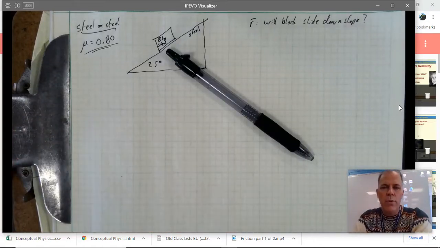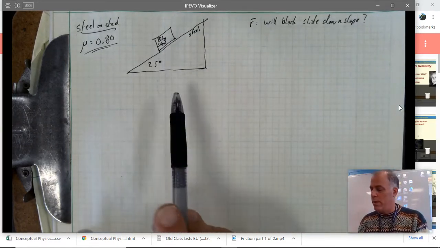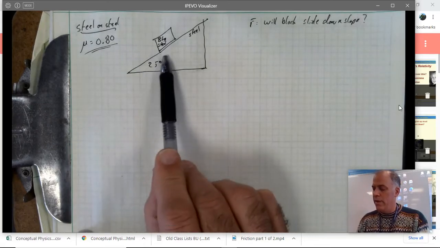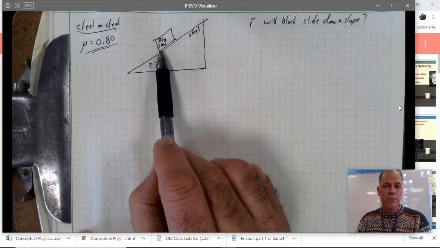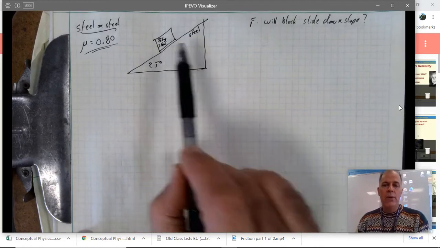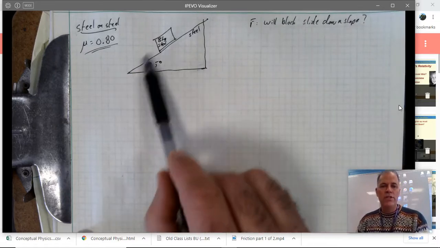Hey guys, now I'm going to run through a couple examples of friction problems involving things on slopes or other complications. So here we are. This is a classic physics problem right here. We have a steel ramp with an angle of 25 degrees with a steel block on it, an 8 kilogram steel block. And what we want to figure out is, will the block slide down the slope under these conditions?